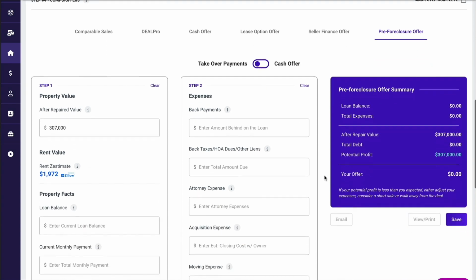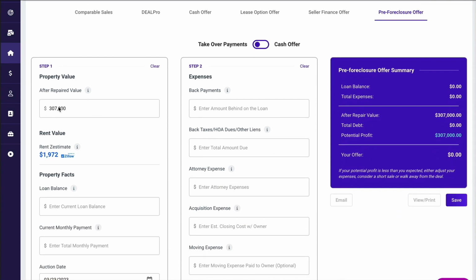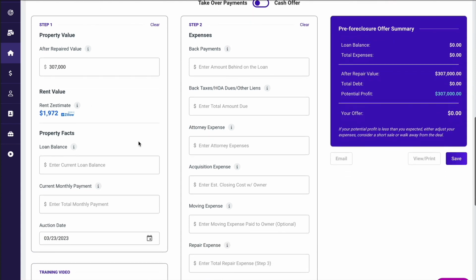So as I scroll down into the property value, remember, we've already run the comparable sales, which came out to 307. You do see the rent value there as well. We're going to move into the loan balance. Now, you can really only get the exact loan balance by contacting the owner, talking to them, and getting a payoff statement. So the owner's going to have to reach out to the bank to get this payoff statement. So in this example, the payoff is $238,000.